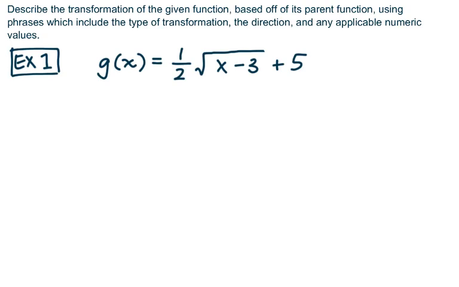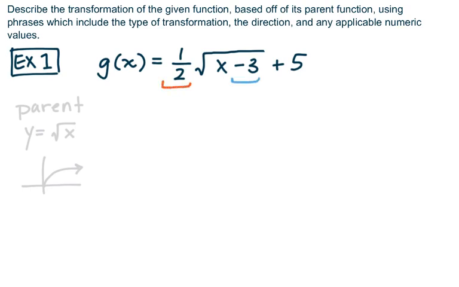So for our first example, we're given this function g of x. g of x is equal to 1/2 times the square root of the quantity x minus 3, plus 5. First things first, what is the parent function? Our parent function here is a square root graph. This would look like y equals the square root of x, which is half of a parabola pointing off towards the right. All right, so we have these different number values.